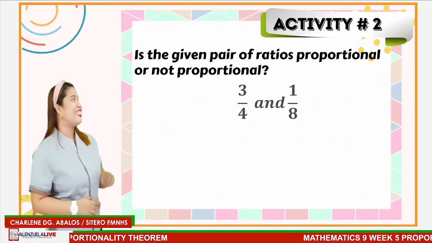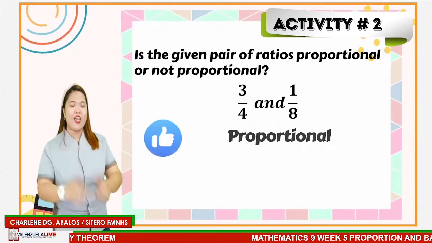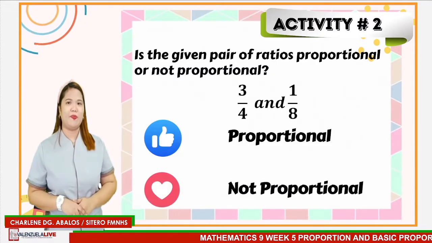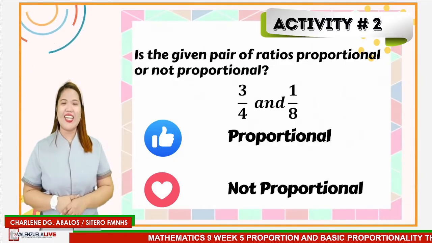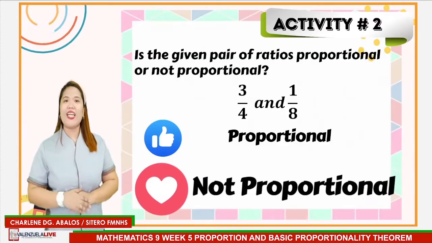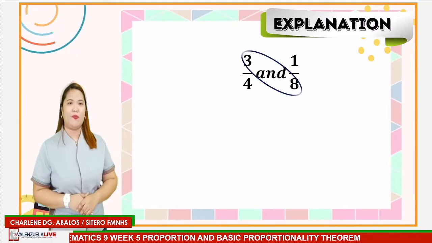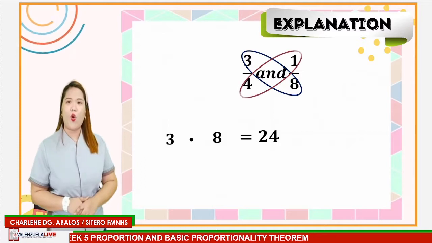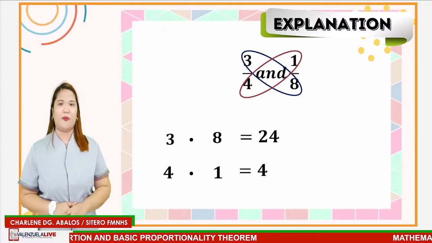Lastly, 3:4 as 1:8. Click like reaction if it is proportional, or heart reaction if it is not proportional. Go. The answer is not proportional. Multiply the extremes, which are 3 and 8, and it will give you 24. Multiply the means, which are 4 and 1, and it will give you 4. They are not equal, therefore they are not proportional.